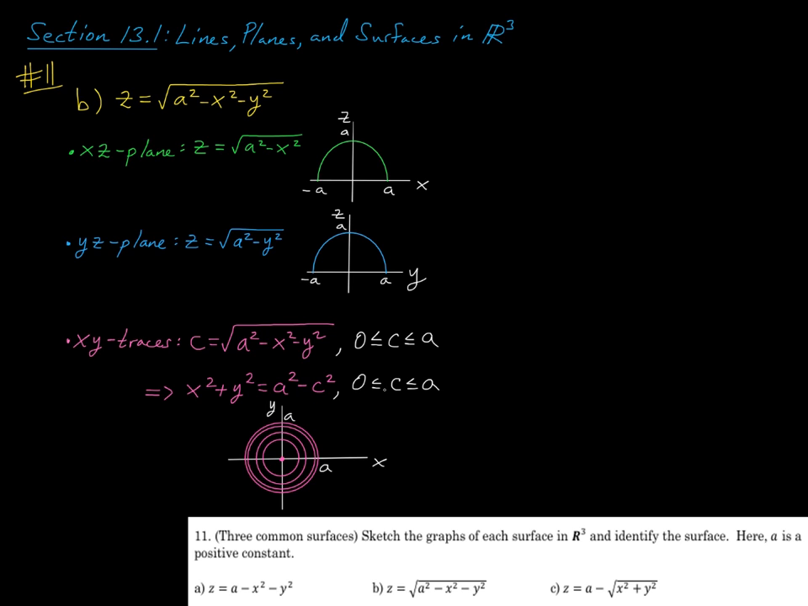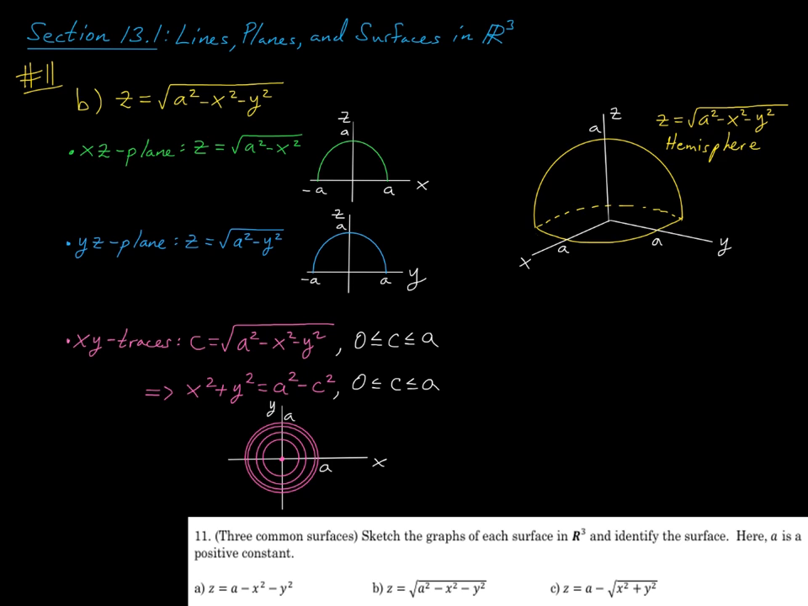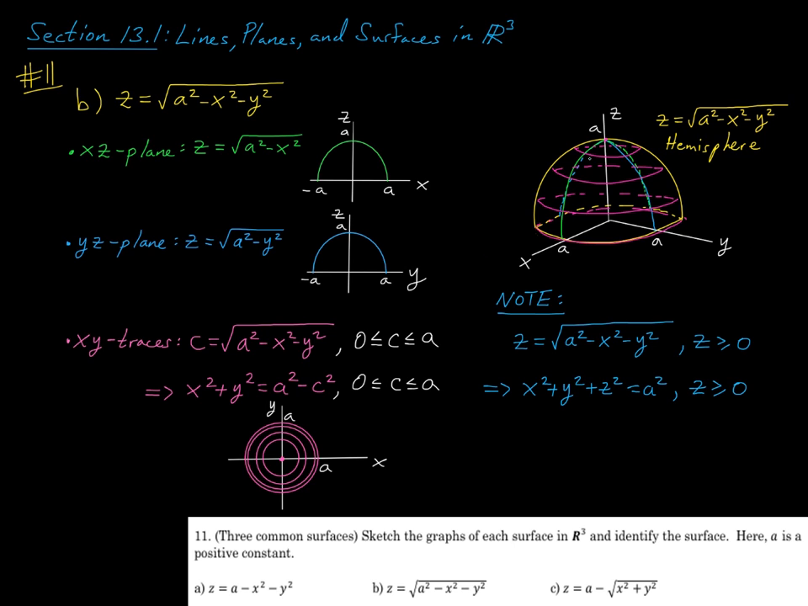And for all intermediate values for c, this quantity, a squared minus c squared, will be a positive number, right? So this equation describes a circle centered at the origin. So we get this concentric family of circles. All right, so if we put this all together, this is going to give rise to a hemisphere of radius a centered at the origin. I'll put in our traces here, right?